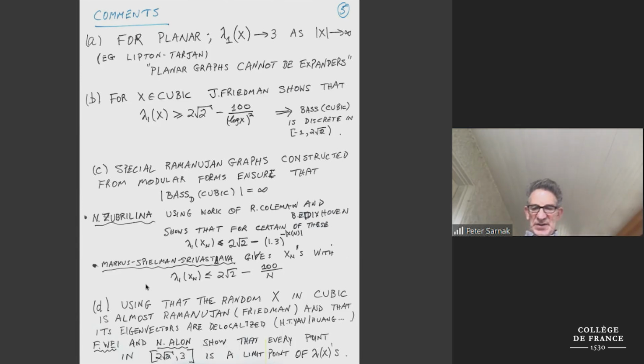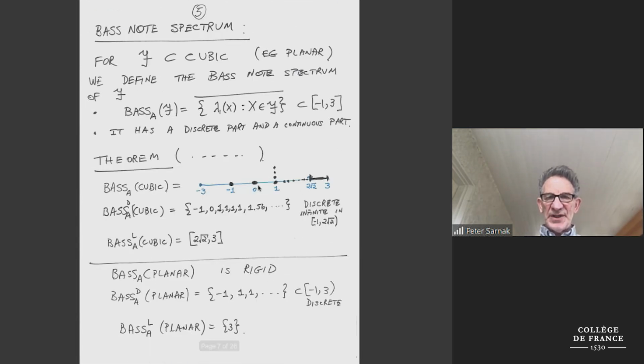The fact that with three regular graphs, you'll have to accumulate at least at 2 root 2, you can't make lambda 1 less than 2 root 2, was first proved by Alon and Boppana. It's a well-known Alon-Boppana theorem showing that the optimal gap that you can make with three regular graphs is the gap 3 minus 2 root 2.